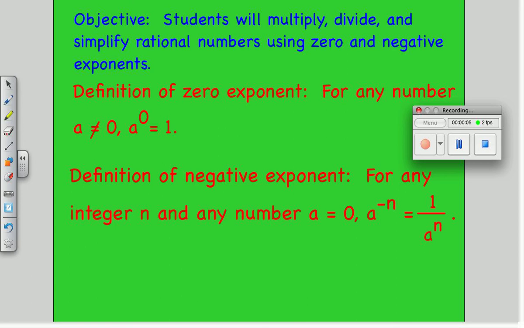Okay, this is going to be chapter 6, lesson 8. And we're working now on negative exponents. What do we get when we have a negative exponent?